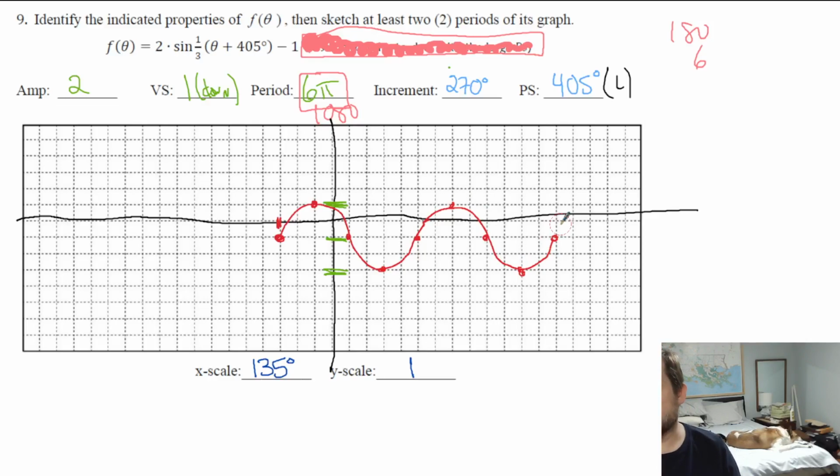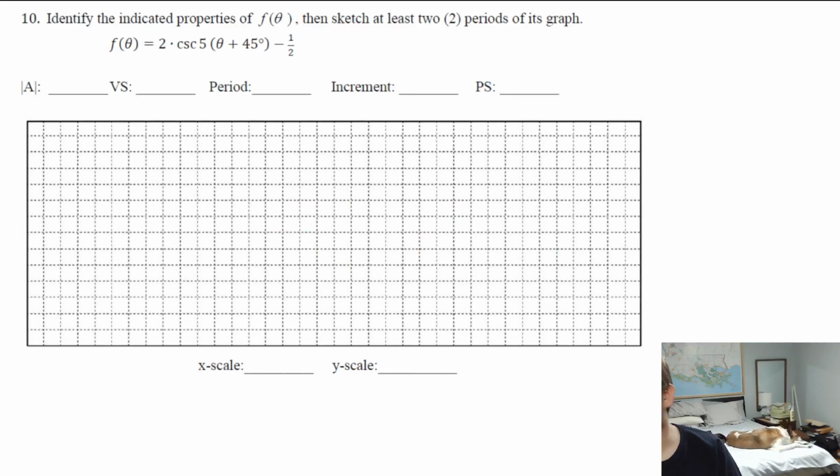Okay, looks good. So no more sinusoids, but sure, we'll do the cosecant. This is more of the same. Your A value is 2. Your vertical shift is 1/2 of a unit down. Your period is 2 pi divided by 5. Or maybe it's degrees again. Pretend this said pi over 4. Our increment would be times 1/4, 2 pi over 20, aka pi over 10.